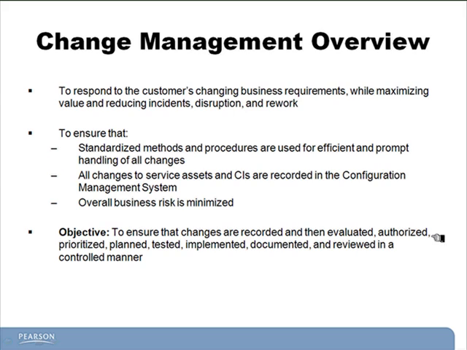The main objective of change management is to ensure that changes are recorded and then evaluated, authorized, prioritized, planned, tested, implemented, documented, and reviewed in a controlled manner. Take a look at that sentence because I want to show you a trick. If you really read that sentence, it tells you that change management is mostly a paper-pushing process. It ensures that changes are recorded and then evaluated, authorized, prioritized, planned, and tested, and yada, yada, yada.